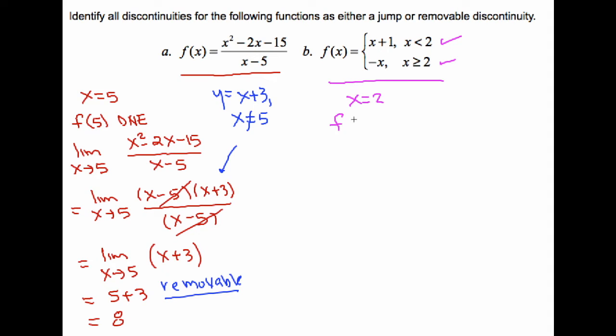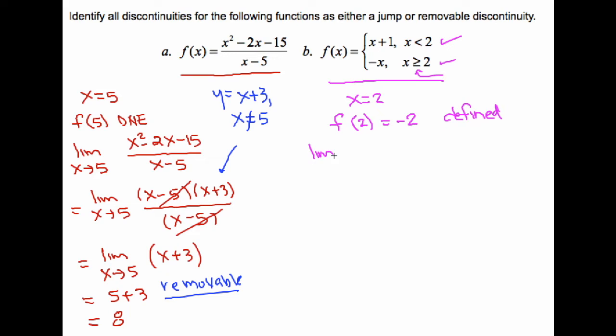And when we look at f of 2, because of this equal sign right here, we know we would use the equation negative x to evaluate f of 2. And we'd find f of 2 to be negative 2. So at the only point we can have the discontinuity, we do know f of 2 is defined. So next we'll go ahead and check the limit as x approaches 2.